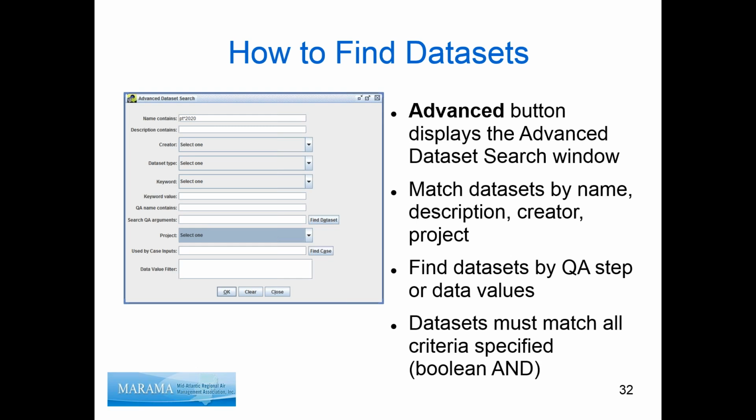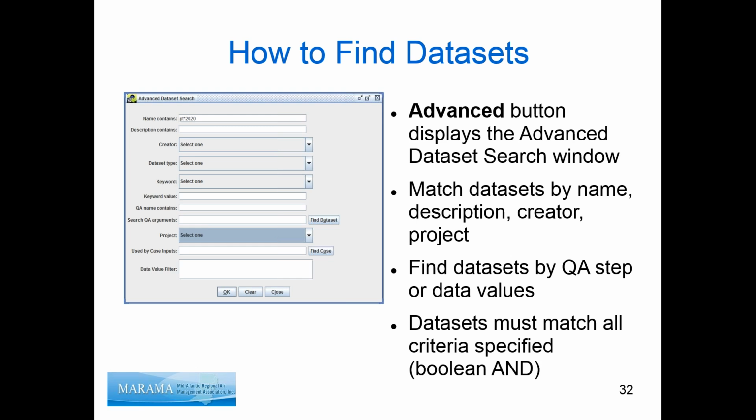We haven't talked about keywords yet. We'll get to those very shortly. But keywords are basically a way of adding even more metadata to the system. And so if your data sets have keywords, you can use the advanced search to find those data sets.